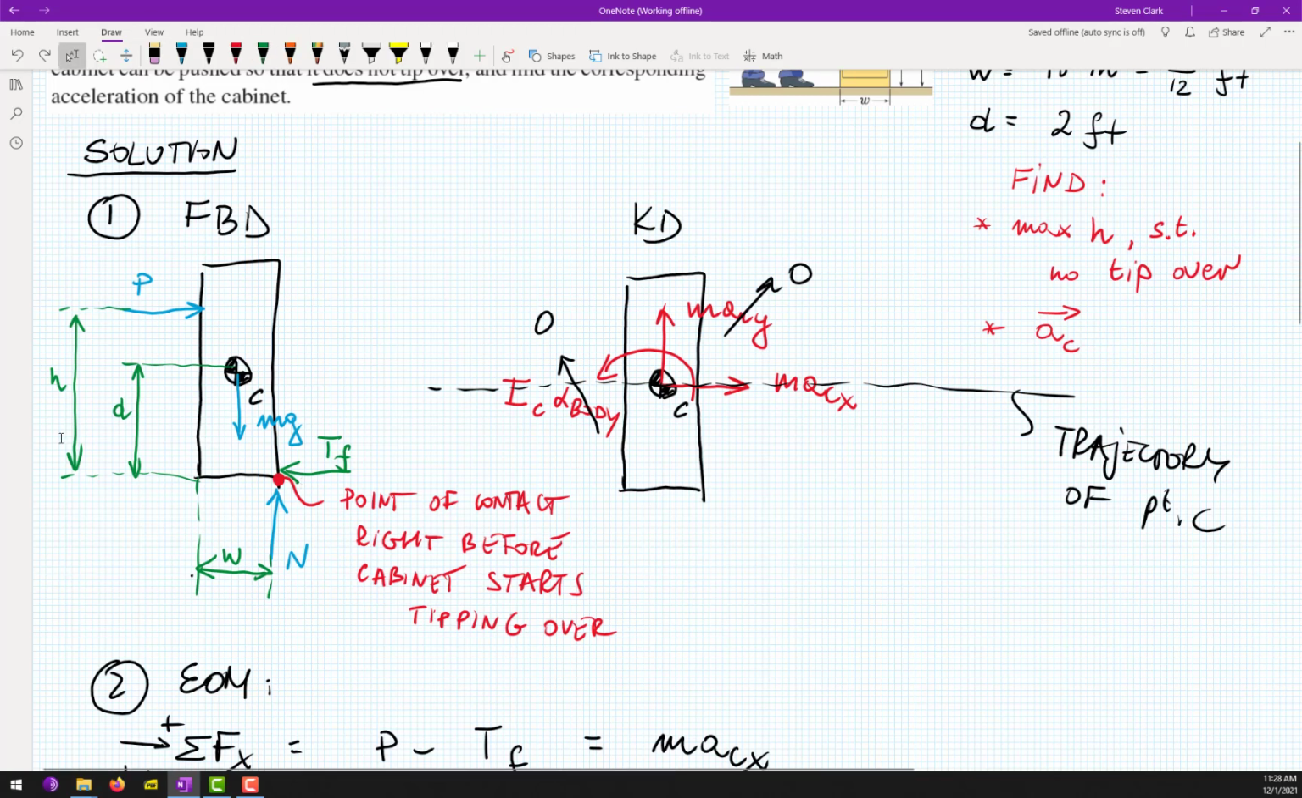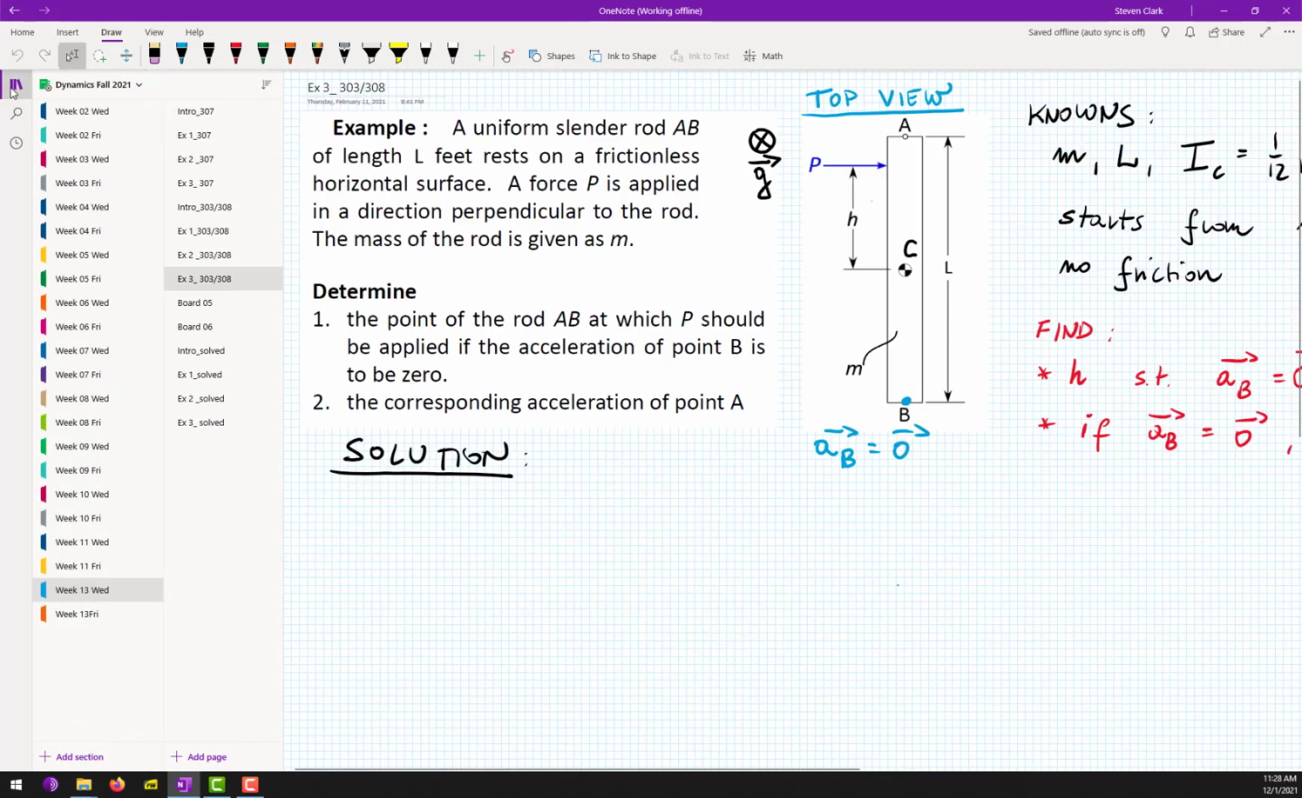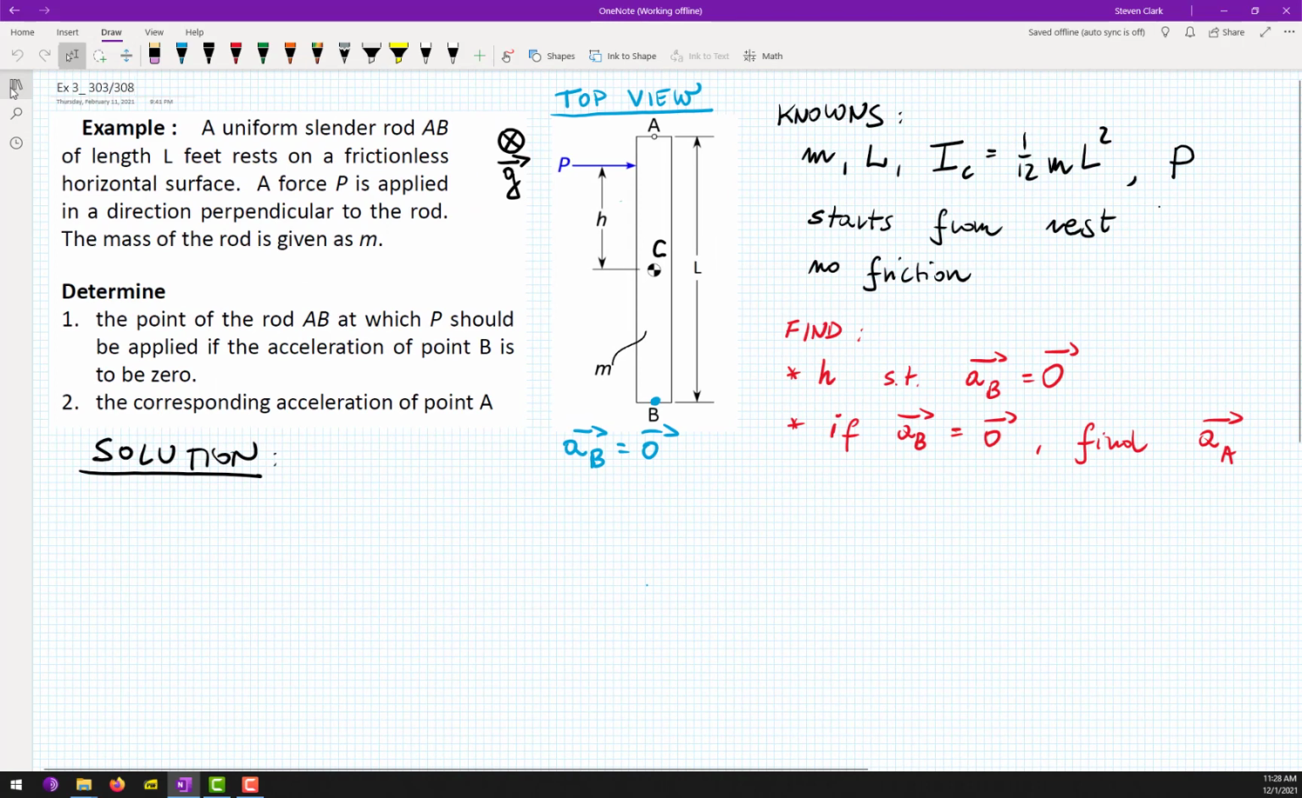Example number 3. Let's do it. As usual, please read and understand the problem statement before we start our solution.